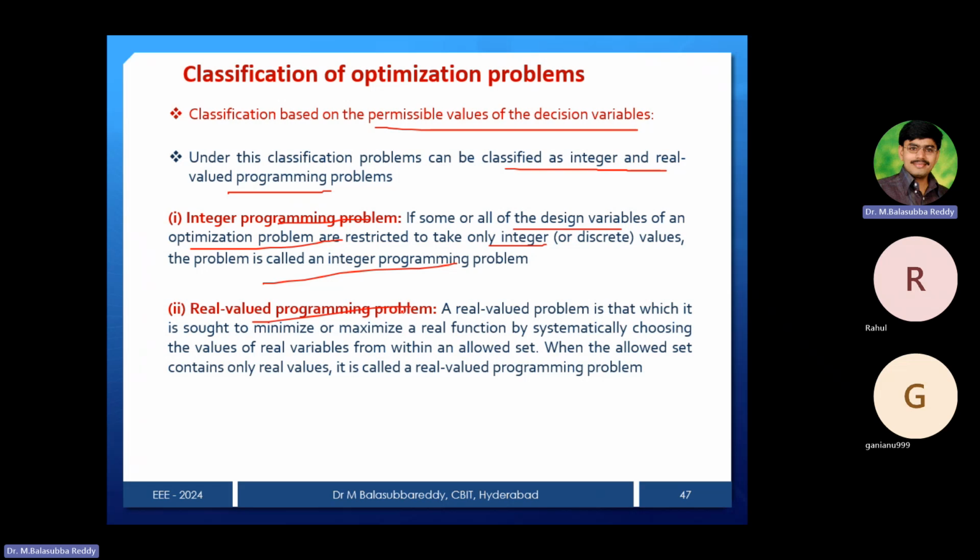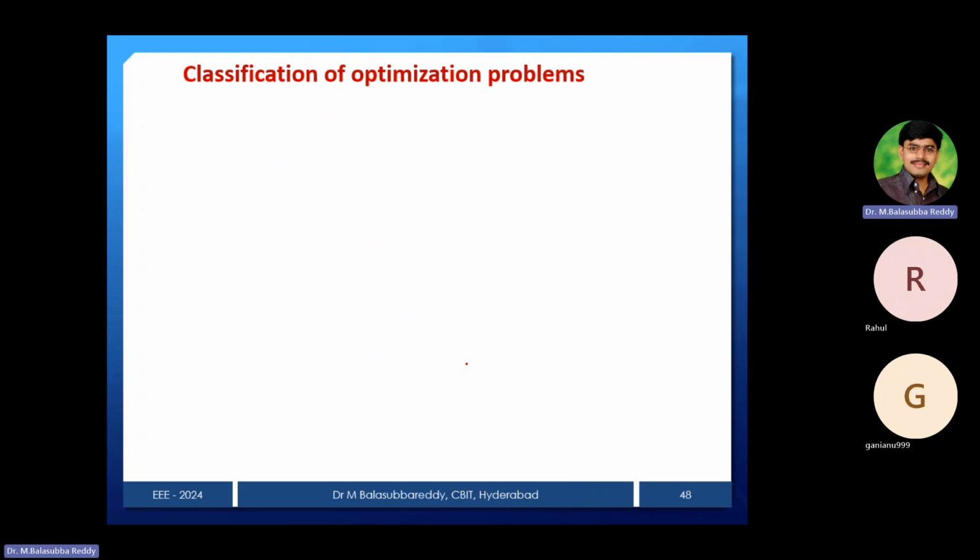And here, whether it is a minimize or maximize problem, anything is an objective function only. The real function is optimized by systematically choosing the values of a real variable from an allowed set. When the allowed set contains only real values, it is called a real-valued problem.